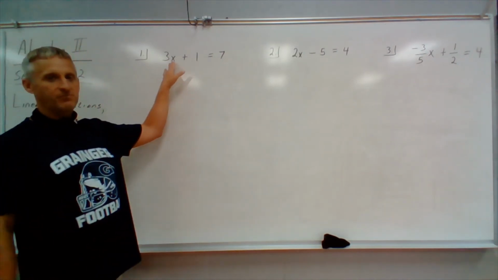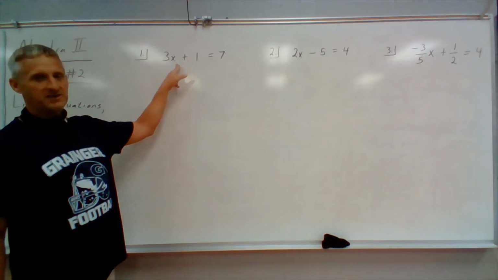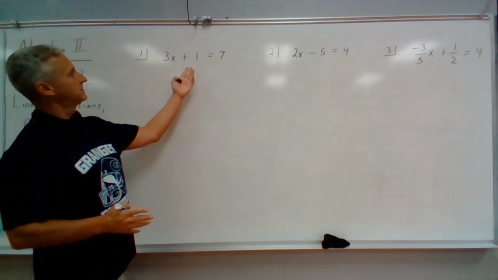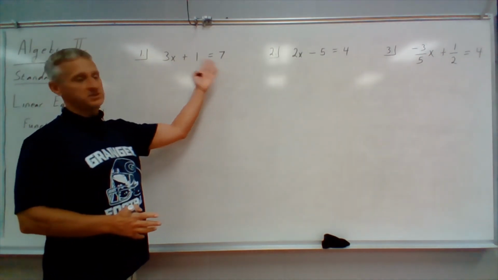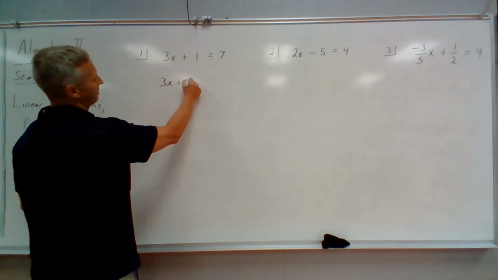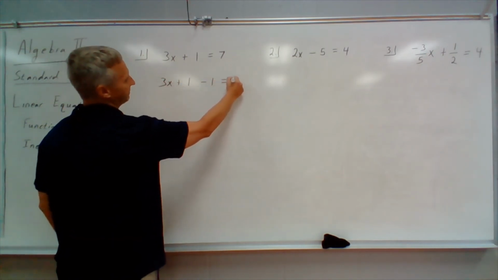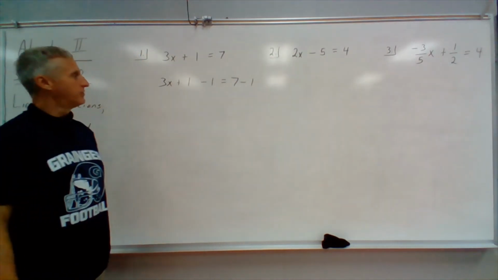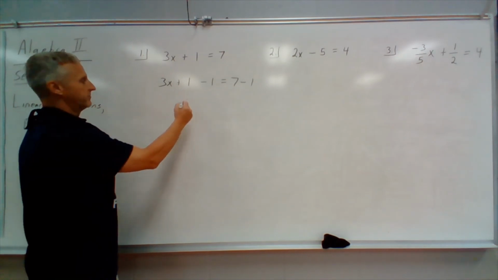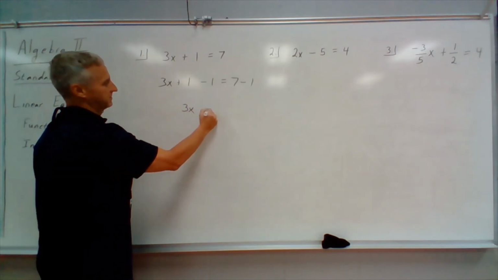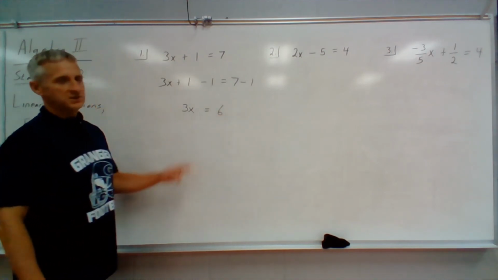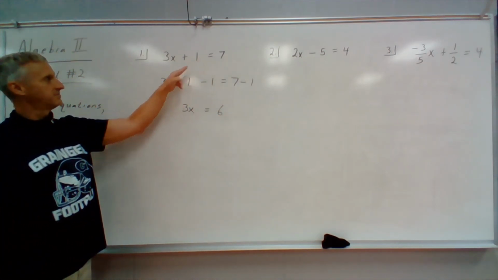Okay, so what number can I plug in for x so that 3 times that number plus 1 will equal 7? So what we want to do is do the same thing to both sides of this equation. So in this case, I'm going to subtract 1 from both sides of the equation. 1 minus 1 is 0, and then 3x plus 0 would just be 3x. And over here, 7 minus 1 is 6. So I just subtracted this 1 from both sides.